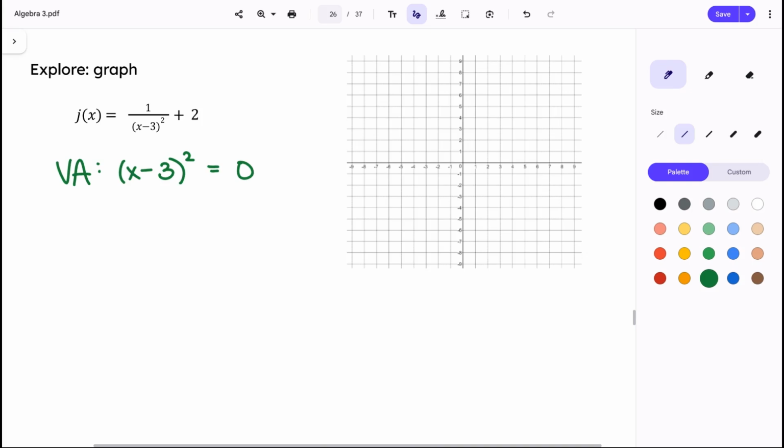I'd square root it first. Yep. So this becomes just x minus 3. What's the square root of 0? 0. And then what would you do? Add the 3. So x can't equal 3. That's no good. So I'm going to come over here. I got to draw an up and down line through 3.